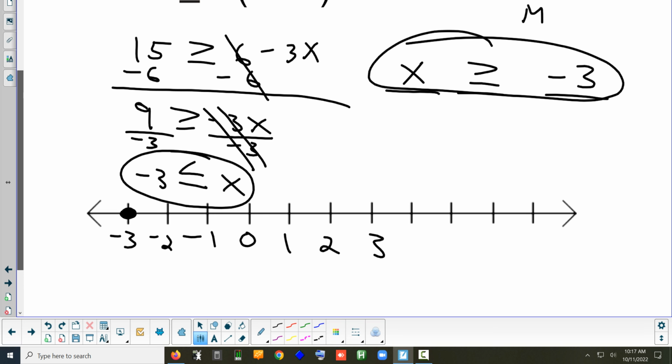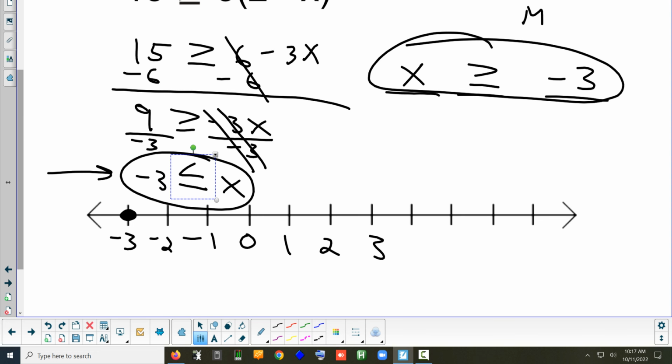So remember, this one right here, it's not set up the right way. The letter is not on the left. So if you set it up the first way, it tells you the wrong way to shade. We always want letter, symbol, number, and then it tells you the right way to shade. Okay, so we're going to shade to the right.